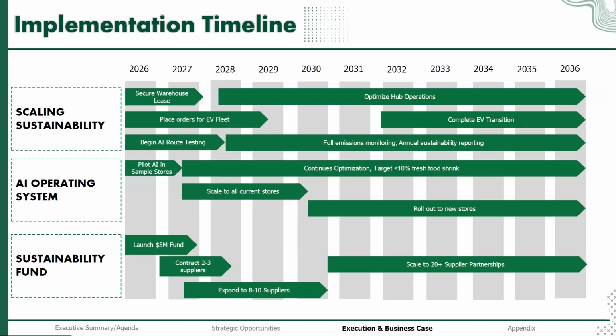From there, we're going to gather all the insights and data, refine the software, and roll it out into all existing stores, where it will become the default software used in all 55 stores across Western America. And for the Sustainability Fund, we're going to launch that $5 million fund, and we want to find 2 to 3 partners to start. Then we're going to scale appropriately into 8, 10, and hopefully by 2036, we will have at least 20 partners in this fund.